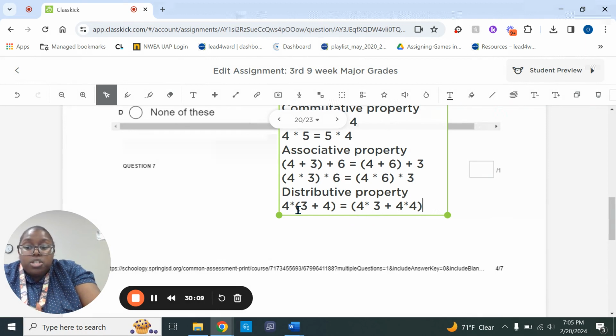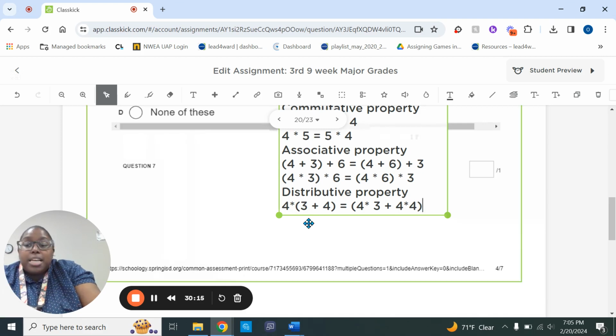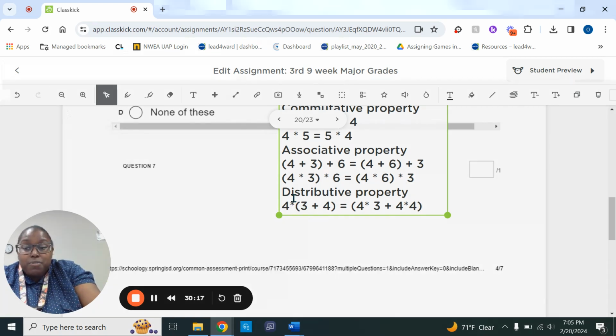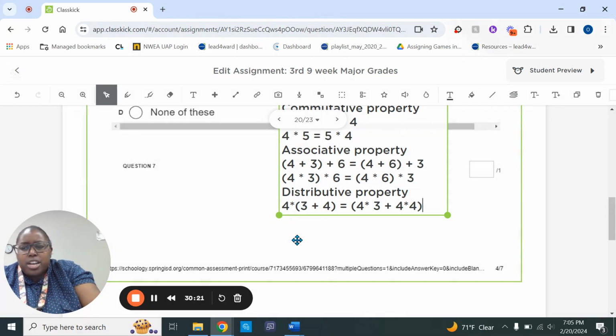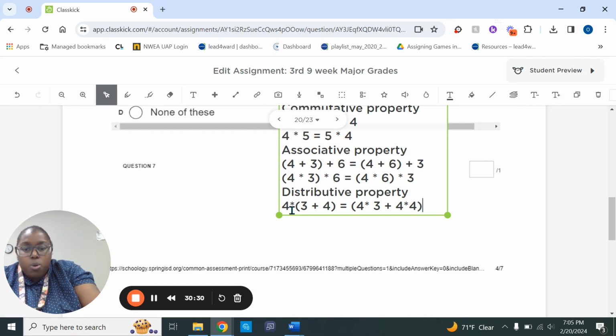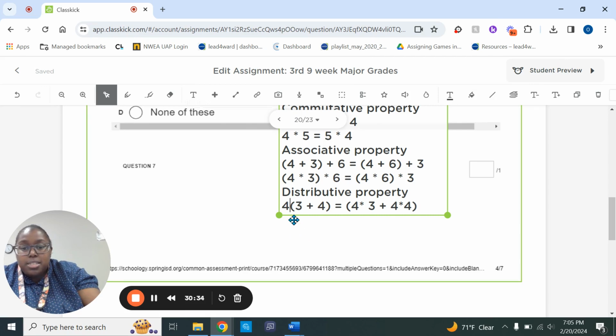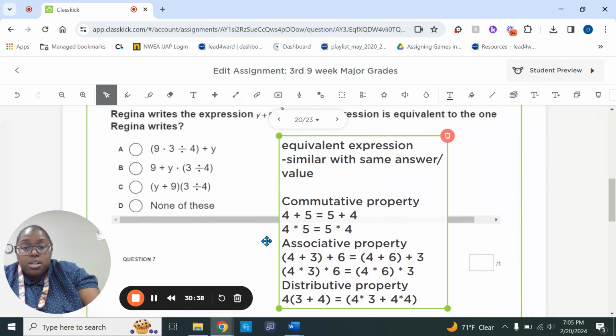If you have a number touching a parentheses, you are allowed to multiply it with everything inside of the parentheses. But that's only if it's multiplication. If you see any kind of operation here, because sometimes they'll trick y'all and put a plus. If it's a plus, you can't do it. If it's a minus, you can't do it. If it's division, you can't do it. It only works if it's multiplication. And most of the time, you will not see the sign. It will just look like this. Okay?